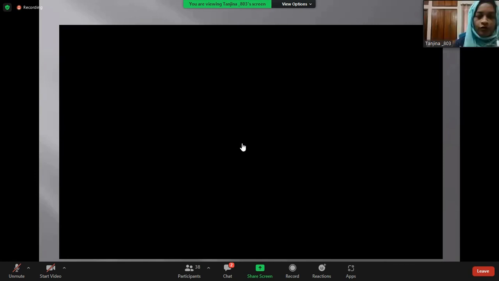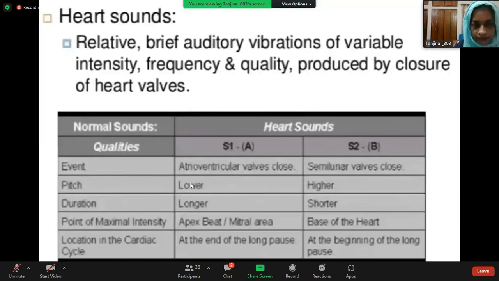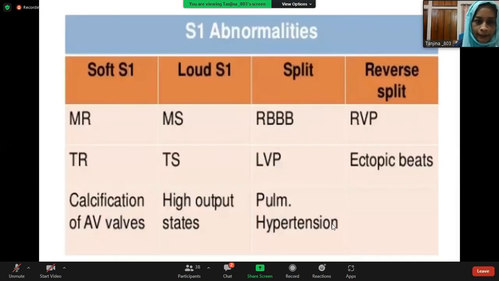So I think you will never forget the first and second heart sounds, lub-dub. This is the first heart sound, due to the closure of the atrioventricular valves, and this is the closure of the semilunar valves. The maximum point is the apex beat or mitral area. And this is the second heart sound. It is commonly found at the base of the heart, the pulmonic and aortic areas.